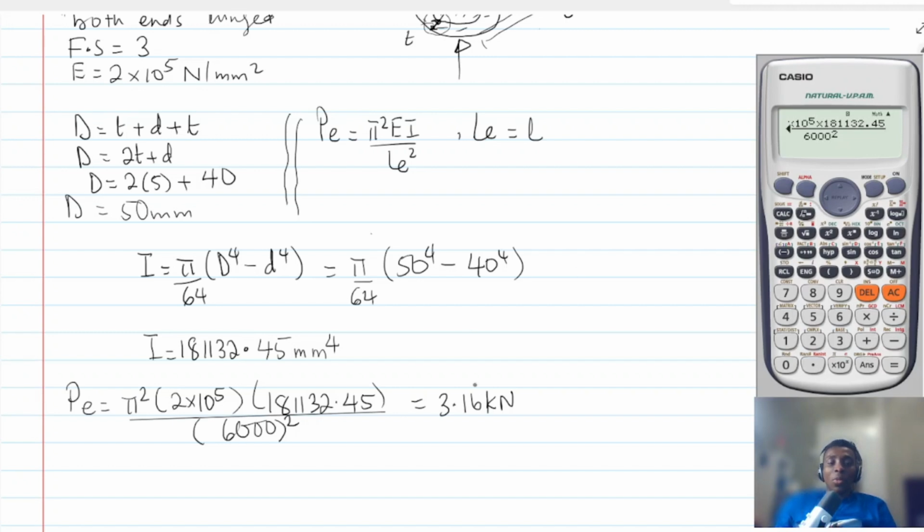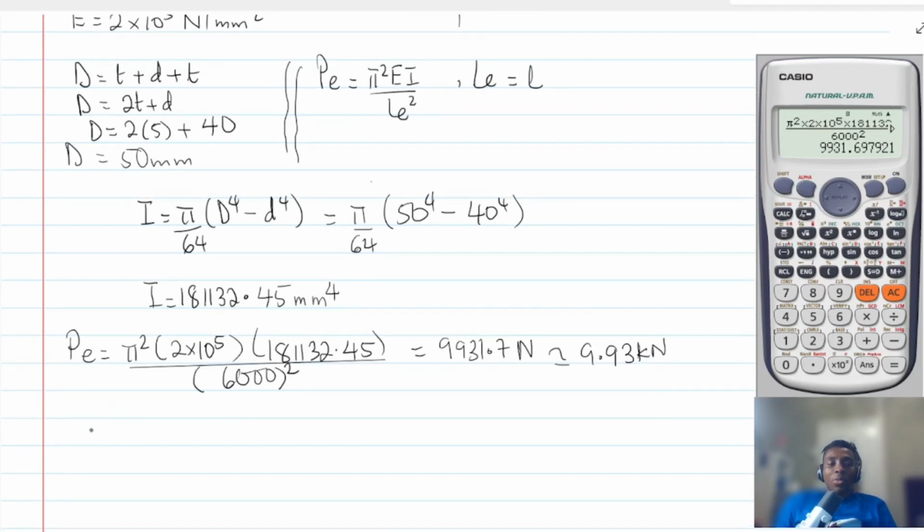Thank you. So basically, the answer is not supposed to be 3.16. I have to square the pi. The formula is pi squared. If you do that, this is the actual answer: 9931.7 newtons, or approximately 9.93 kilonewtons. So that's basically the Euler load.